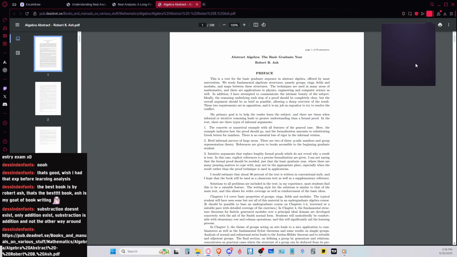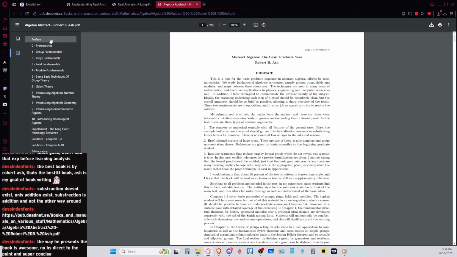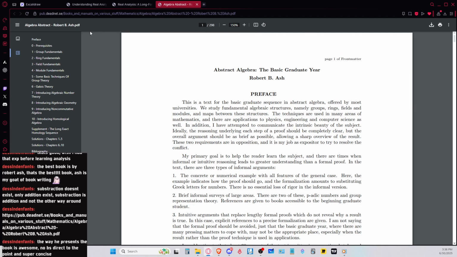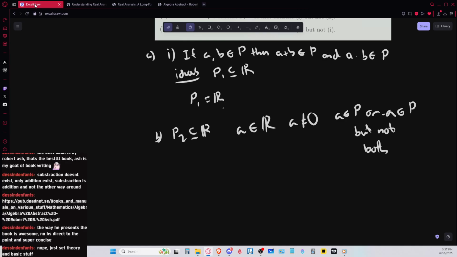Okay, I think I'll save this in my favorites here. 209. Oh, and it even has... cool. I'm guessing you have to know real analysis to read this, right? The way he presents the book is awesome. No BS, direct to the point, and super concise. Cool, I will definitely add this. So that's another one for the library. Nope, just set theory and basic stuff. Oh really? Interesting, maybe I'll take a look at it.